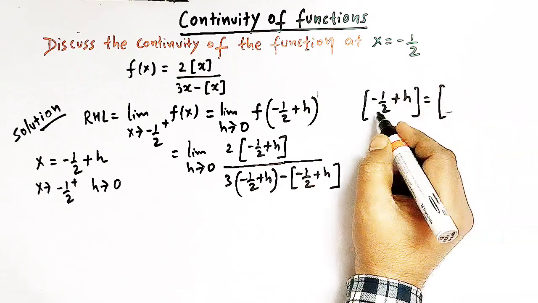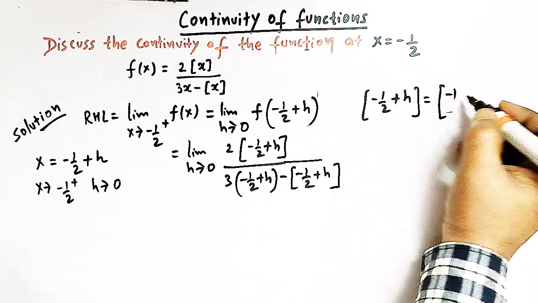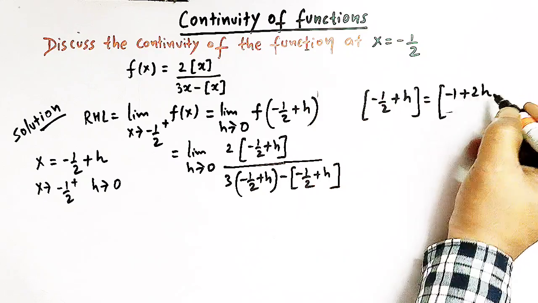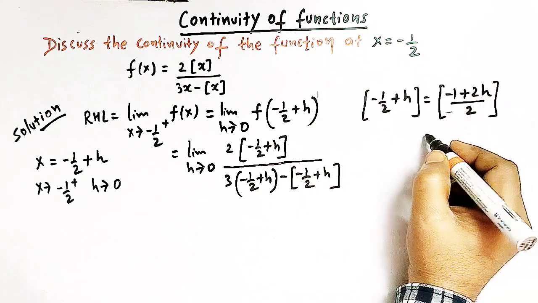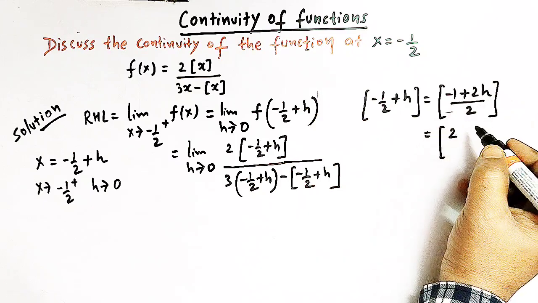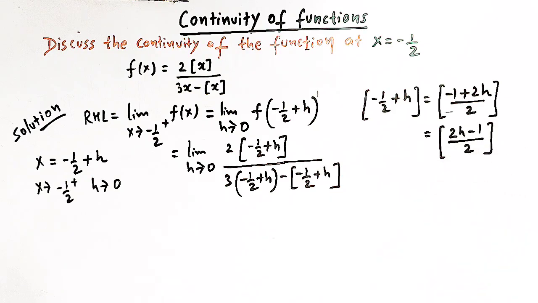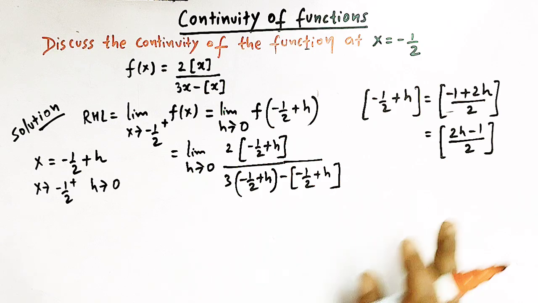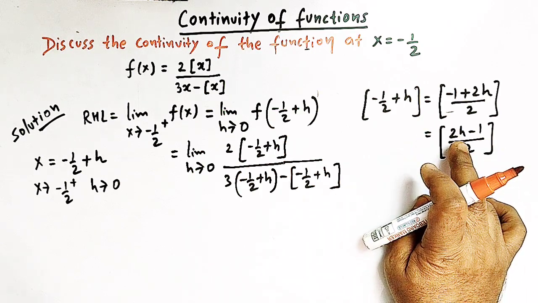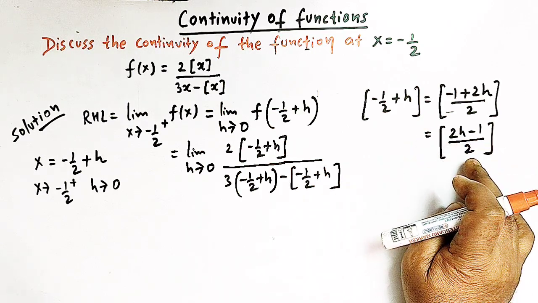We can write this expression as minus 1 plus 2h over 2, or we can write here greatest integer of 2h minus 1 over 2. So now let us find the value of greatest integer of 2h minus 1 over 2.